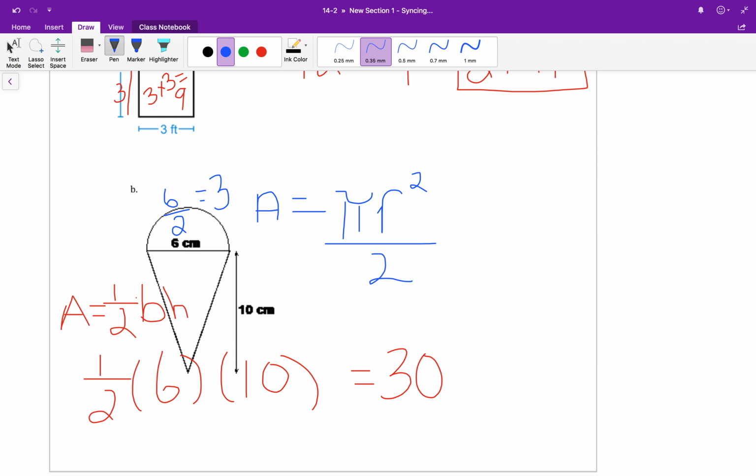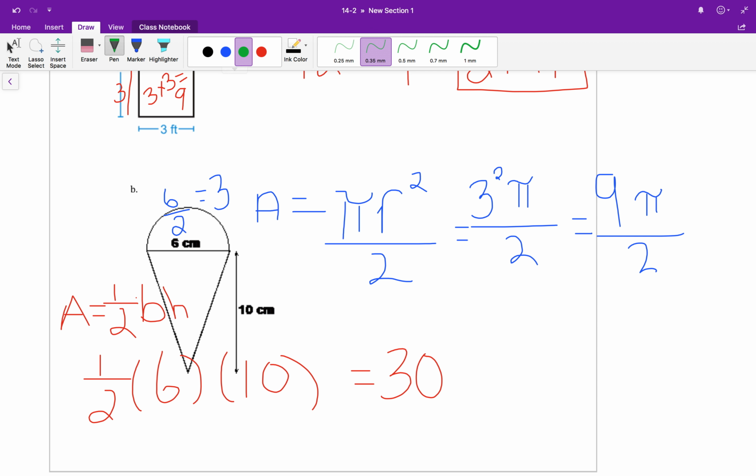So this is going to be 3 squared times pi over 2 is my area. So 3 squared is 9. So 9 pi over 2. We can leave our answer just like that. You can leave it as 9 pi over 2, or you can write it as 4.5 pi. I don't really care which one you do, but you have to leave the pi in there. Do not change the pi to a decimal.